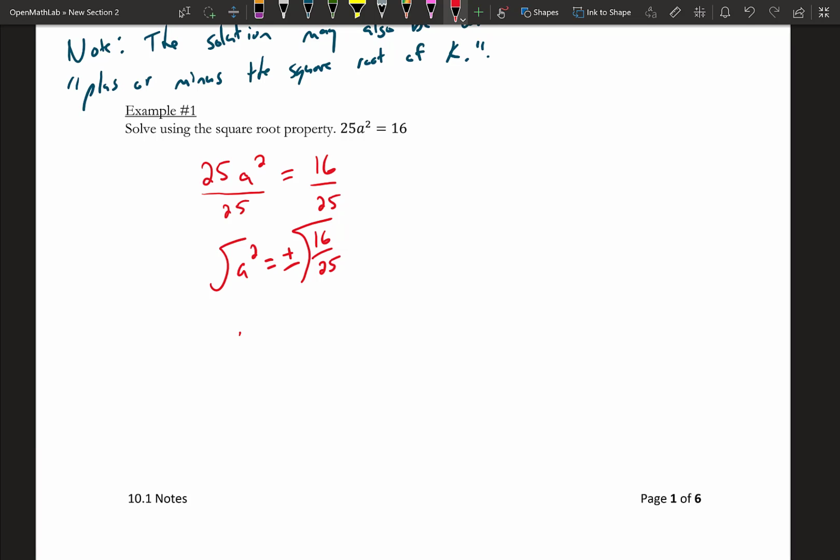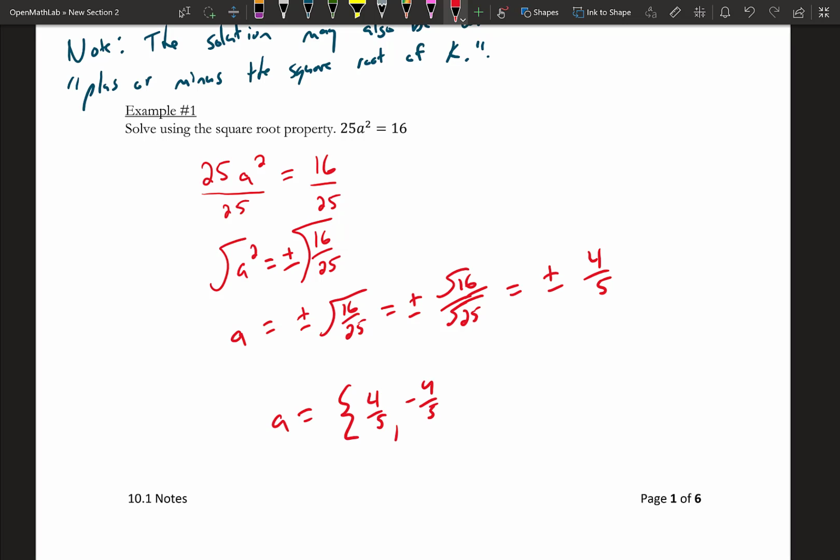That gives me a equals plus or minus the square root of 16 over 25, which equals plus minus the square root of 16 over the square root of 25. Remember, that's the division property of radicals, which is equal to plus minus 4/5. Radical 16 is 4, and radical 25 is 5. So the solution set is 4/5 or negative 4/5, but we could also write that as plus minus 4/5, either way.